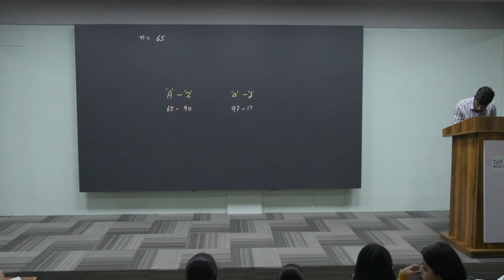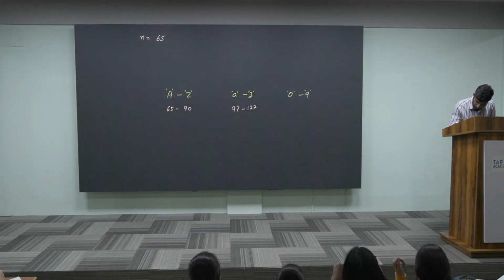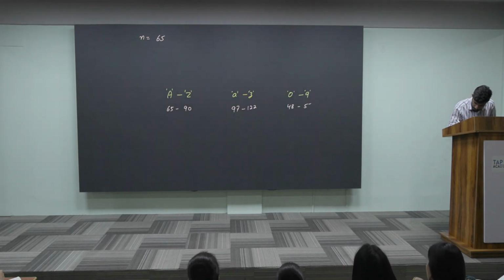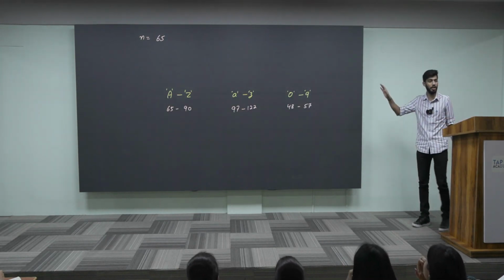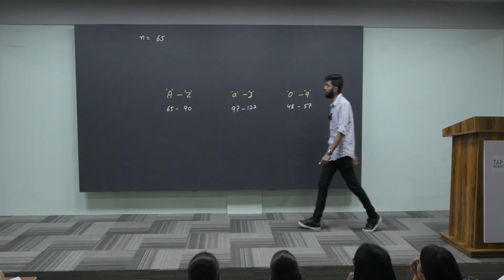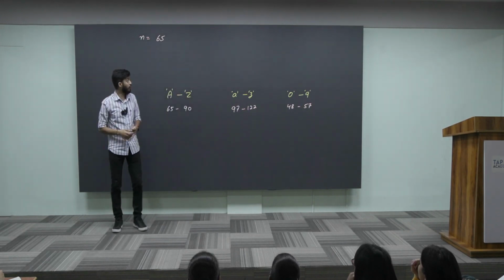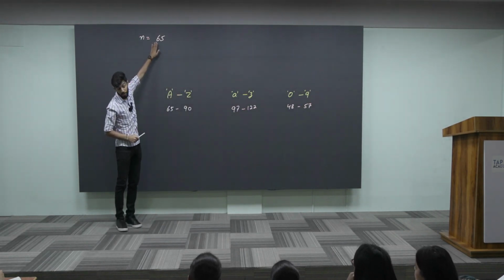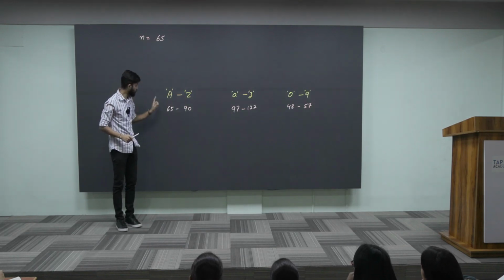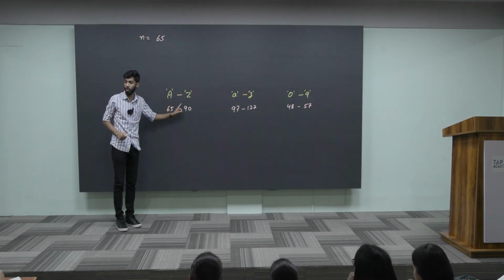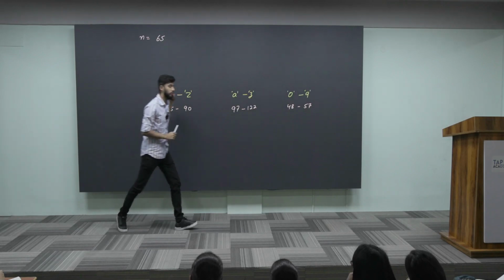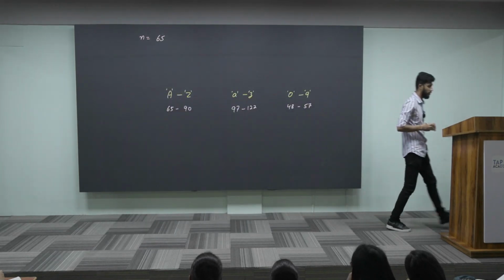Similarly, lowercase a to z is how much? 97 to 122. Similarly, 0 to 9, that is how much? 48 to 57. Is this clear to everyone? Now, the user will give you one value. You need to say whether this value falls in the uppercase ASCII value range or not. Then you need to say yes. So in this case, the output has to be yes.